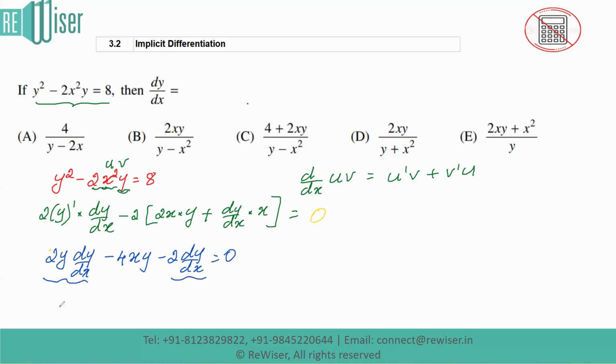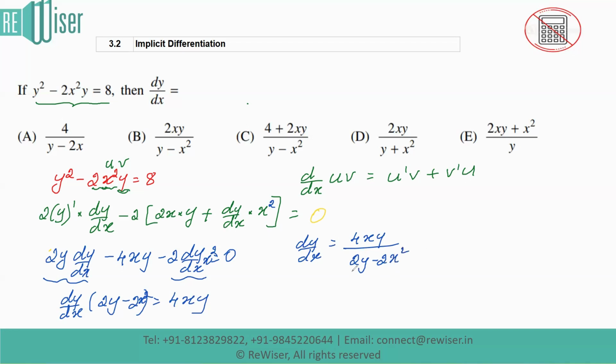Out of these two terms, I'm going to take dy by dx common out. If I take dy by dx common out of these two terms, I'll be left with 2y minus 2 equals 4xy. If I make dy by dx the subject, I'll get 4xy divided by 2y minus... Okay, here we have missed out something. Here it was multiplied with the first term, so it's supposed to be x squared. And here it has to be 2x squared. So it has to be 2y minus 2x squared.